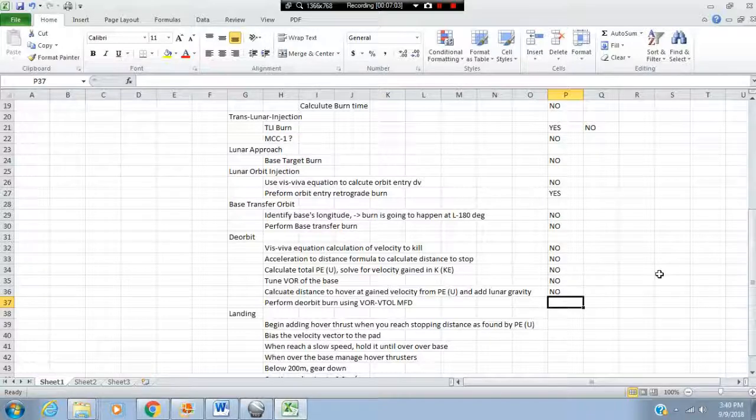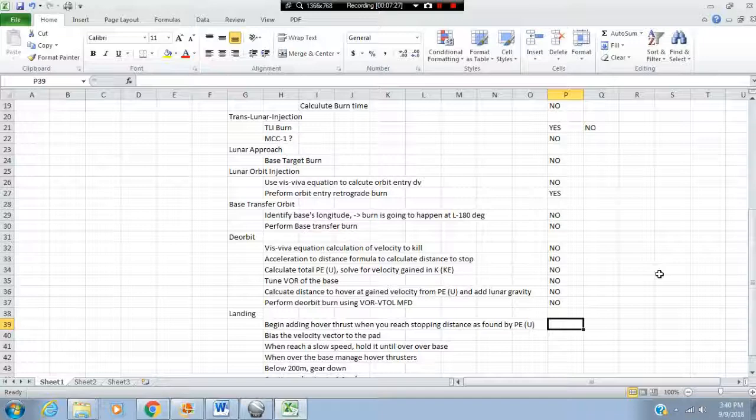That can be done as many times as you can, or as you need to. But once you start it, you have to keep going with it. So let me see what we want to do with this one. Is this deorbit burn time critical? I would say no, because we can perform it whenever we need to, really.